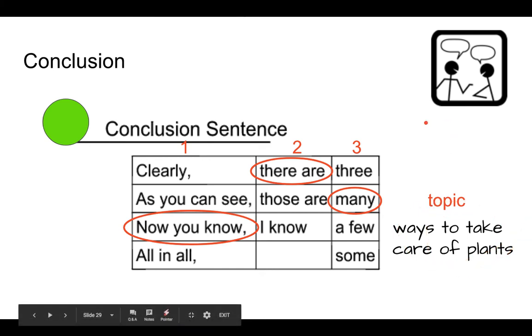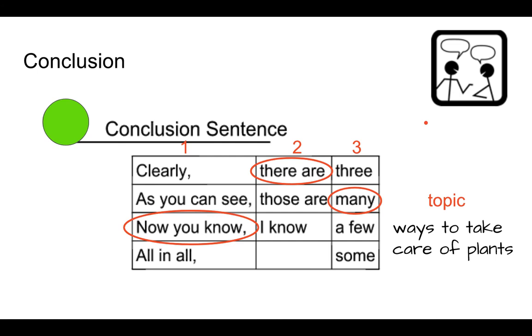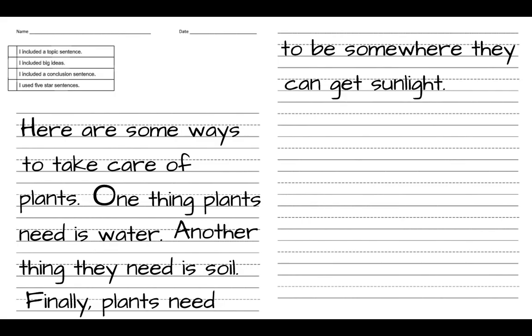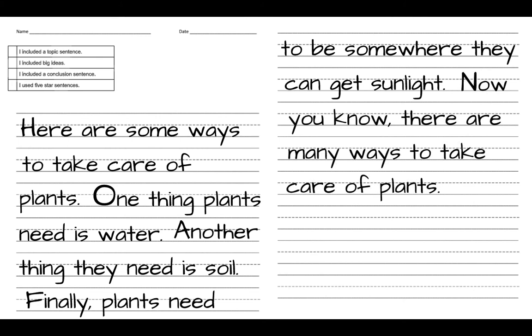So my full sentence for my conclusion sentence is going to sound like this. Now you know there are many ways to take care of plants. I like how that sounds and it makes sense. It's a full sentence, so I'm ready to write. I can add that just on to the rest of my writing. Now you know there are many ways to take care of plants.